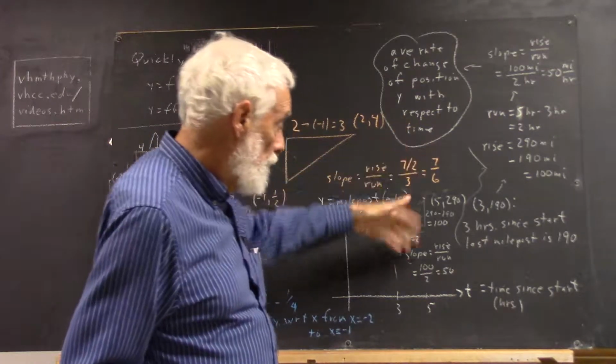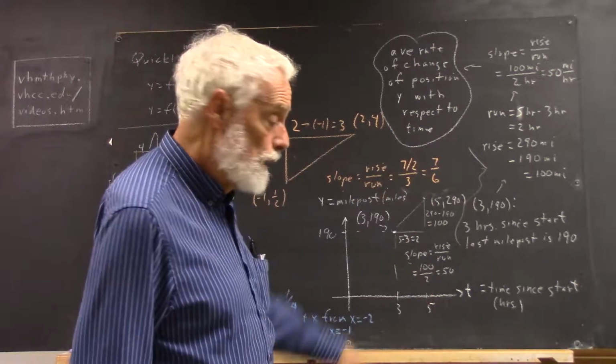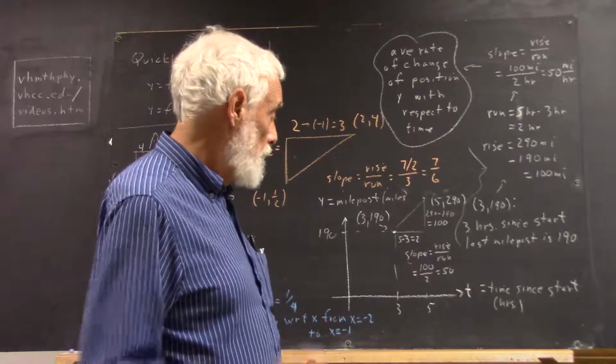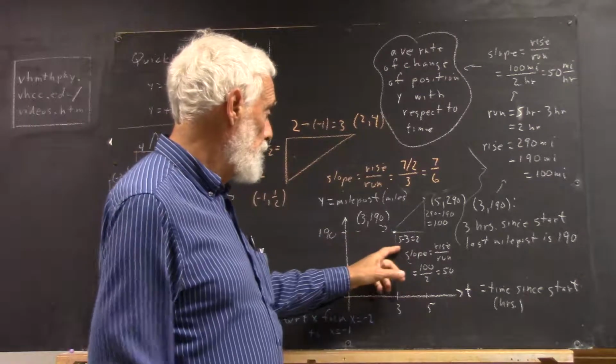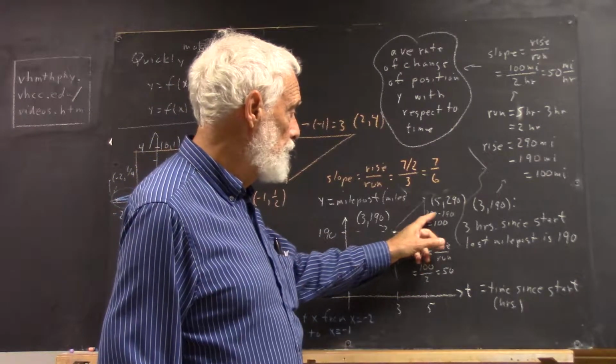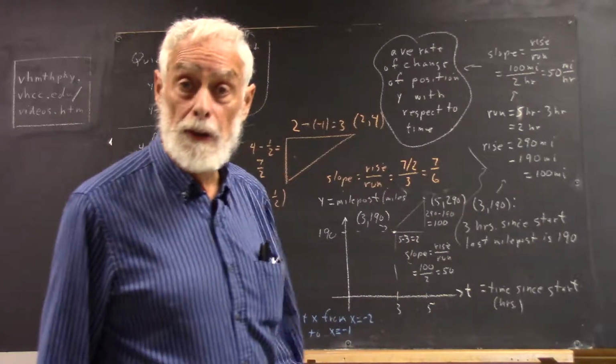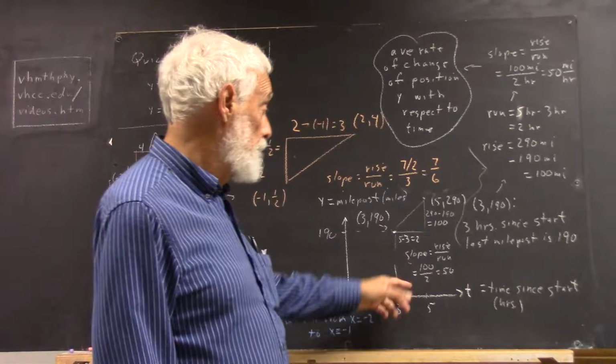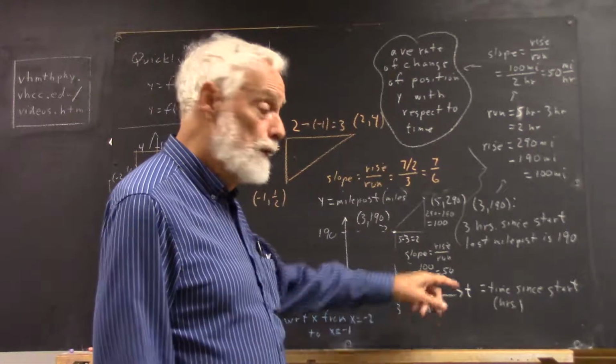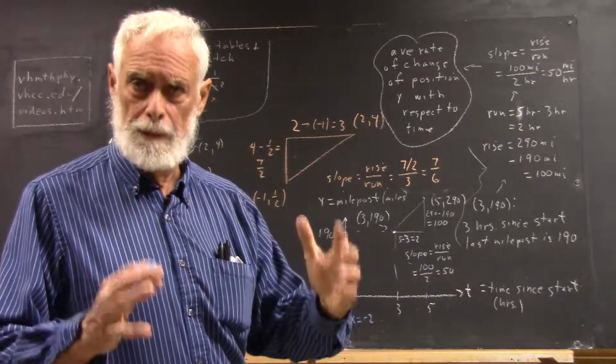Well, we draw the fundamental triangle, and we have room to draw it on the board. It's big enough. So we see that the run is 5 minus 3 equals 2, the rise is 290 minus 190, which is 100. So we immediately get slope is rise over run, which is 100 over 2, which is 50. Now what does that mean?